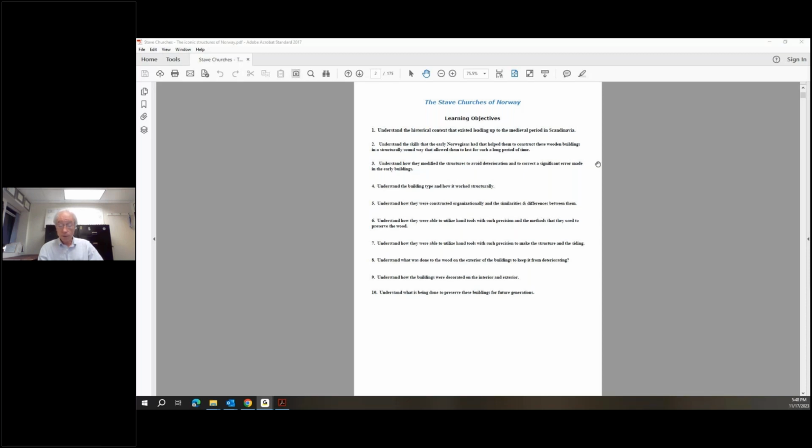We will also touch on what was done to the exterior of the building to keep it from deteriorating over time. We'll talk about how the buildings were decorated on the interior and the exterior, and what was done recently to these buildings to preserve them for future generations.